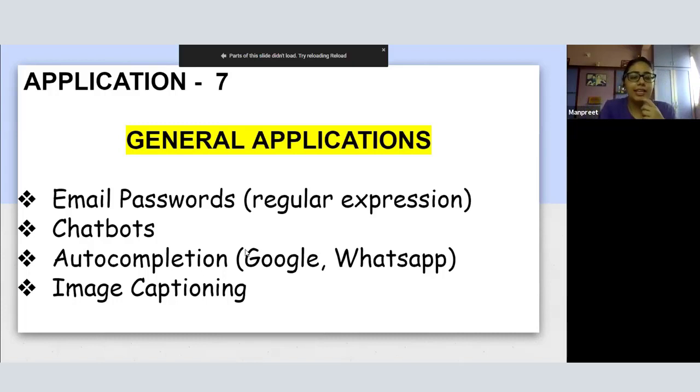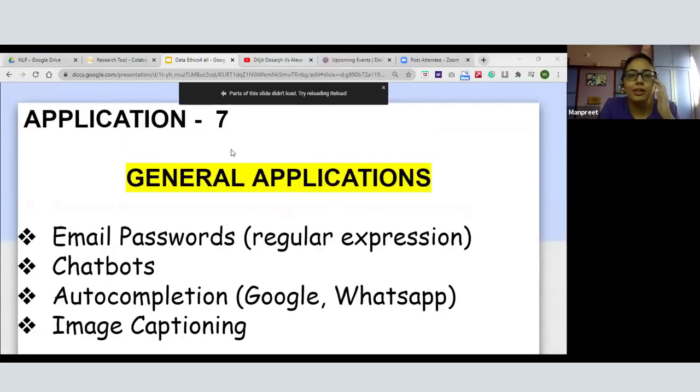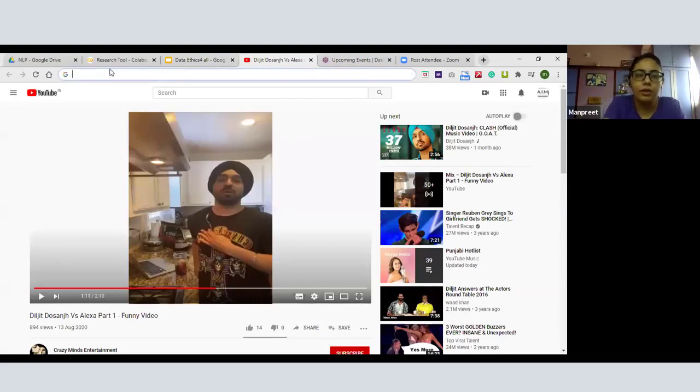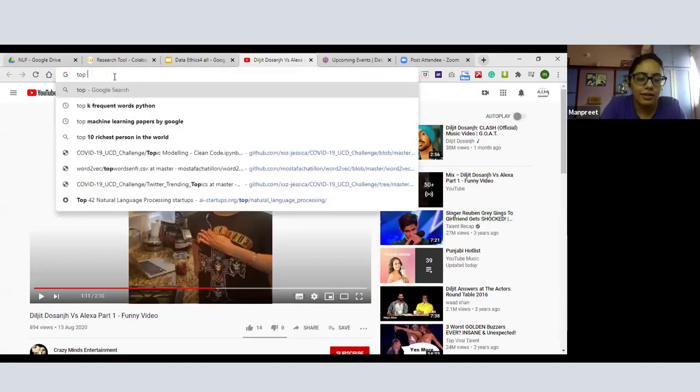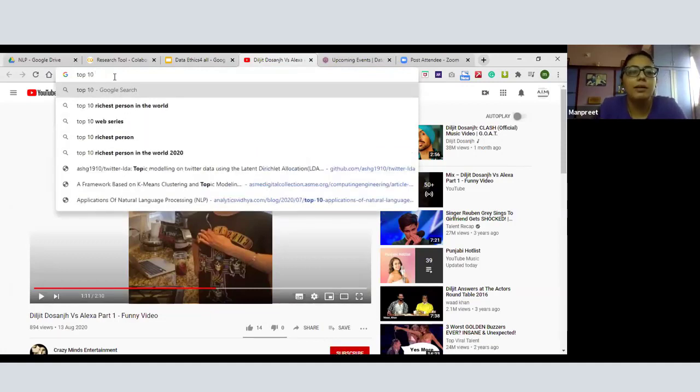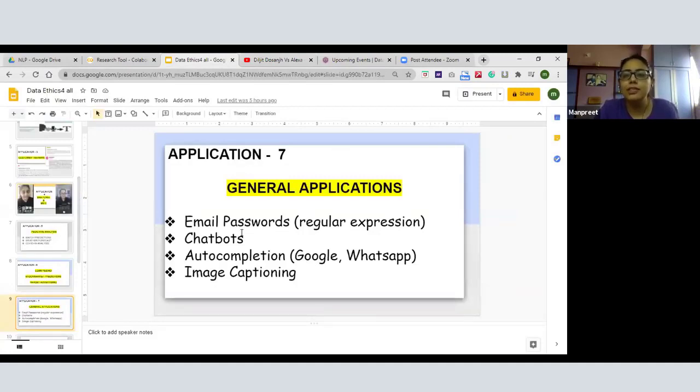Also, the next thing is auto completion, in Google and WhatsApp. When you use Google and WhatsApp, if you write top 10, I would love to show this. See, for me, the most viewed things come up as top richest person in the world, top web series, top 10 richest person, top richest person in the world 2020. It's based on my researches that it shows me this, and maybe it would show you something else. So go ahead, check it out.